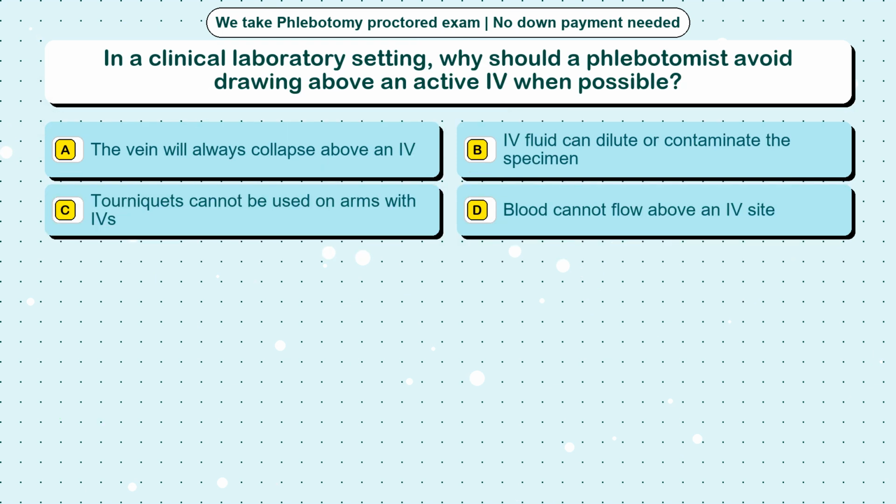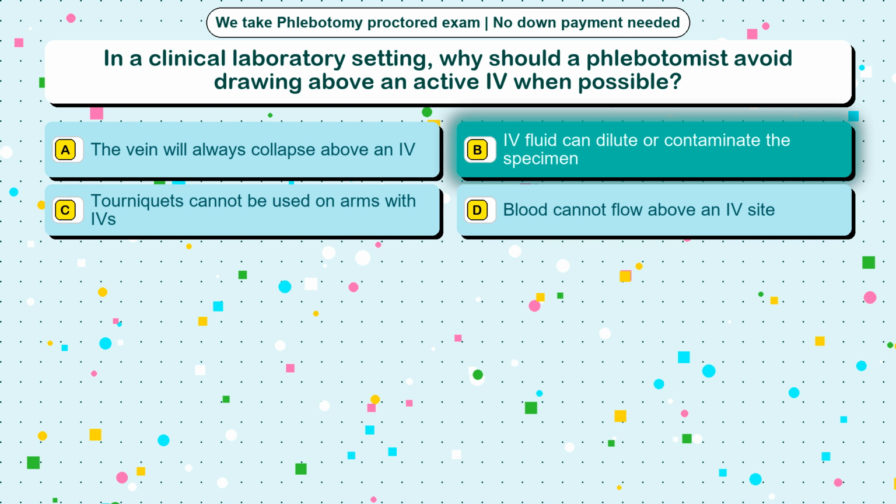Question 15. In a clinical laboratory setting, why should a phlebotomist avoid drawing above an active IV when possible? Option A. The vein will always collapse above an IV. Option B. IV fluid can dilute or contaminate the specimen. Option C. Tourniquets cannot be used on arms with IVs. Option D. Blood cannot flow above an IV site. The correct answer is option B.